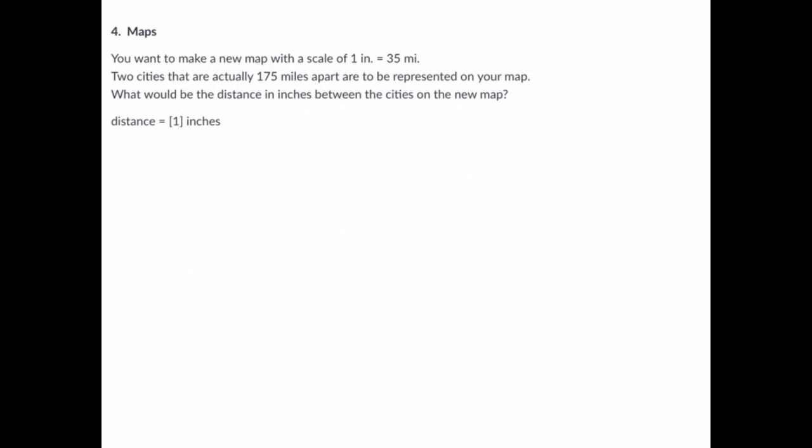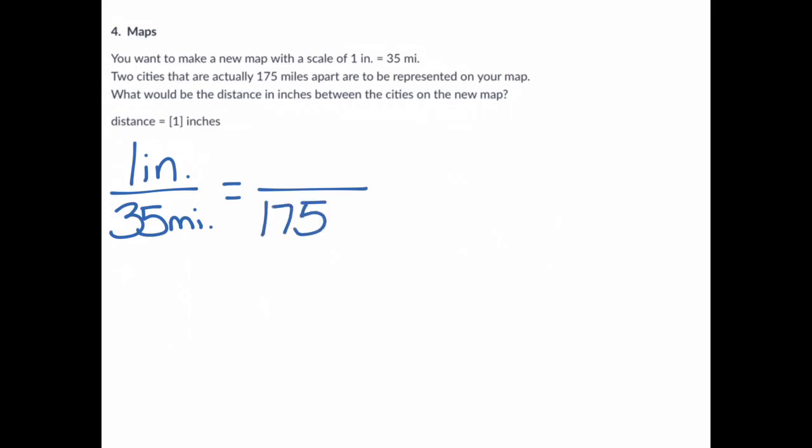And our last one for today, you want to make a new map with a scale of 1 inch to every 35 miles. Two cities that are actually 175 miles apart are to be represented on your map. What would be the distance in inches between the cities on the new map? So we can do a proportion, we just have to remember to be consistent. So if you want to put 1 inch for every 35 miles as one of your ratios, we want to set it equal to the ratio that's in real life. And we have to have miles on the bottom of our map scale, so we would need to keep miles on the bottom of our real life.